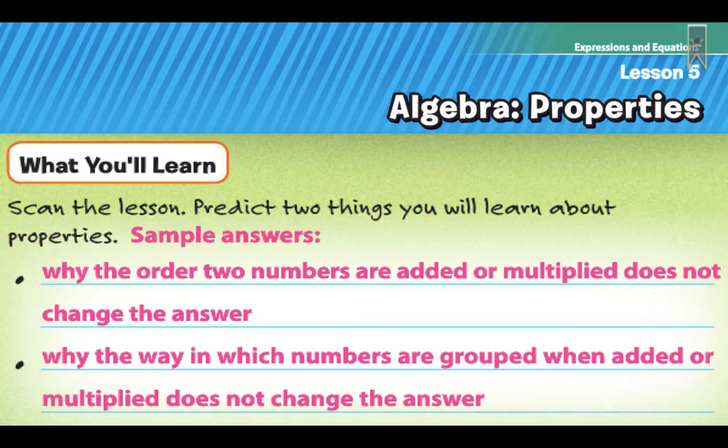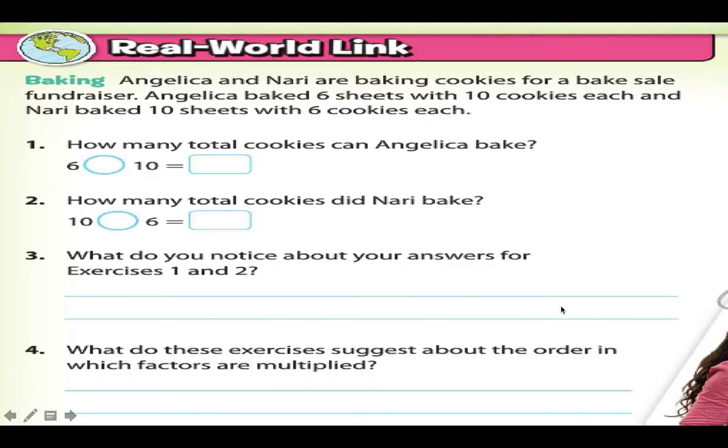Some sample answers that you could have used were why the order 2 numbers are added or multiplied does not change the answer. That applies to one property that we'll talk about today. Another sample answer is why the way in which numbers are grouped when added or multiplied does not change the answer. Now those two kind of look similar, but there's this word here, grouped, that changes the type of property we're referring to. We'll look at both of those in our lesson today.